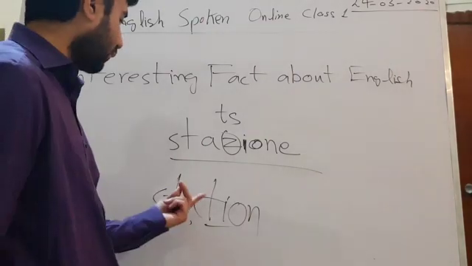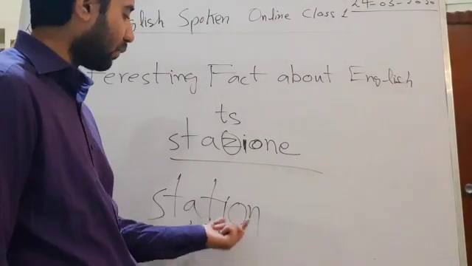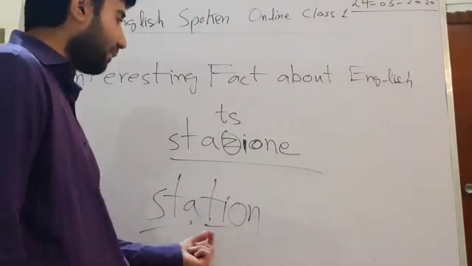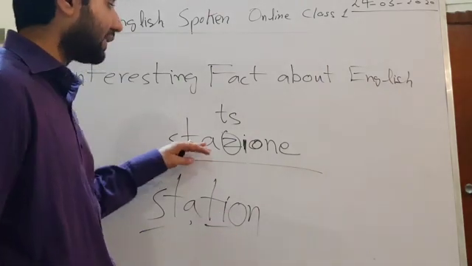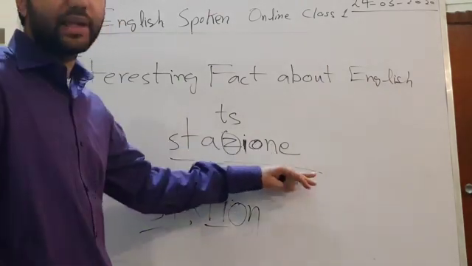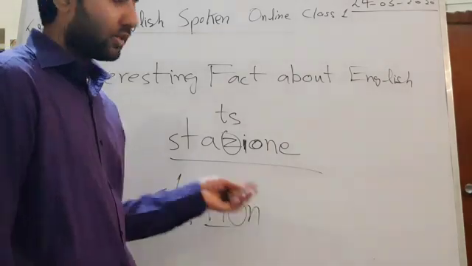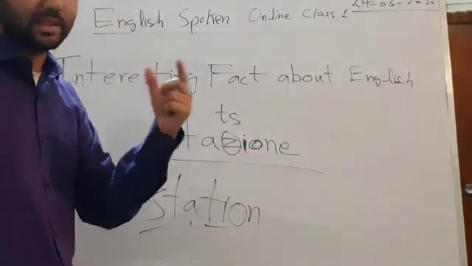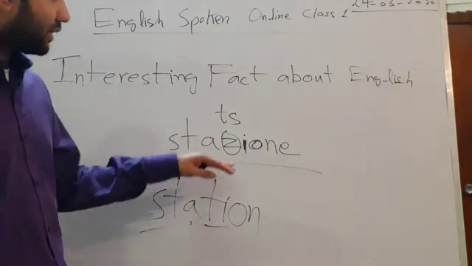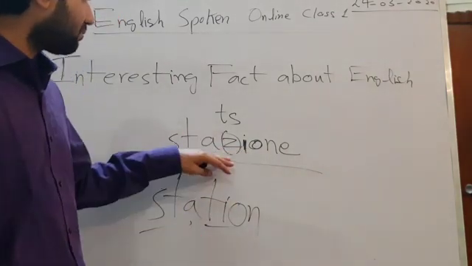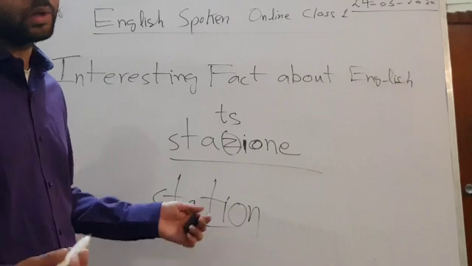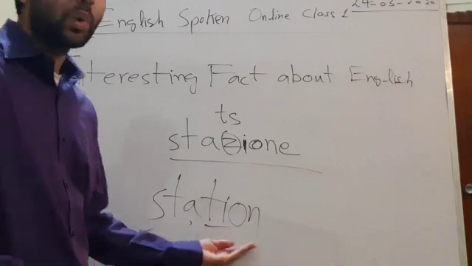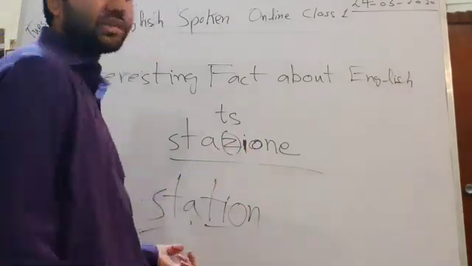Station, T-I-O-N. Where is the sound for T? No. Where is the sound for I? No. Where is the sound for O? There is no separate sound for it. But in this case there is a separate sound. Stazione, separate sounds. So hence proven that Italian is a phonetic language. With some exceptions, there are a few words in which an alphabet has a different sound, but in English you'll find it in many words. Stazione, station.